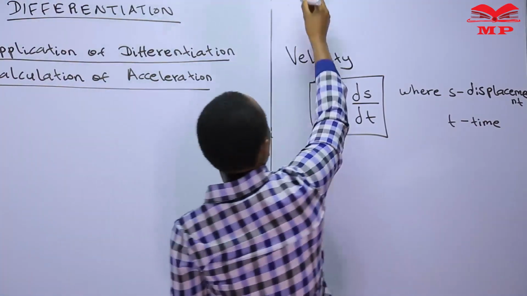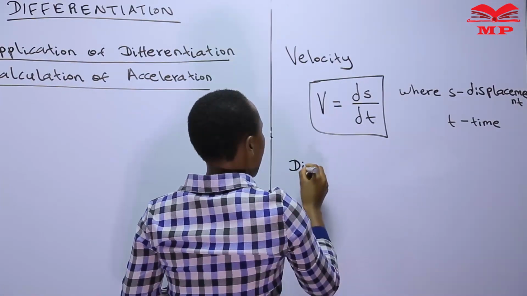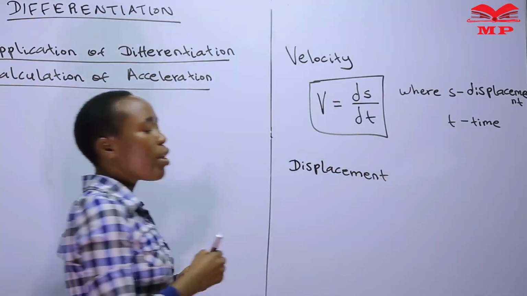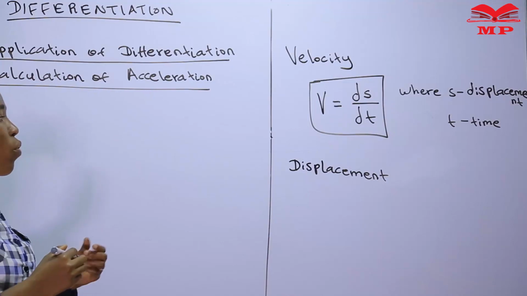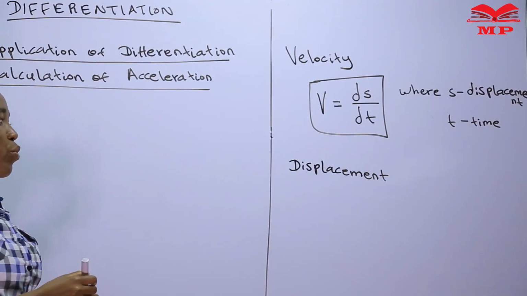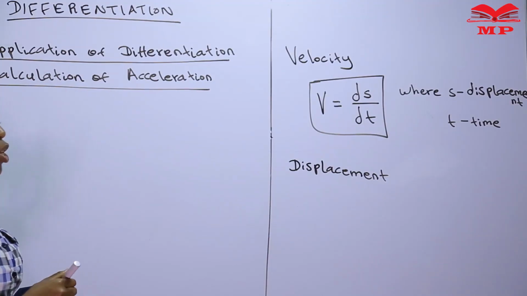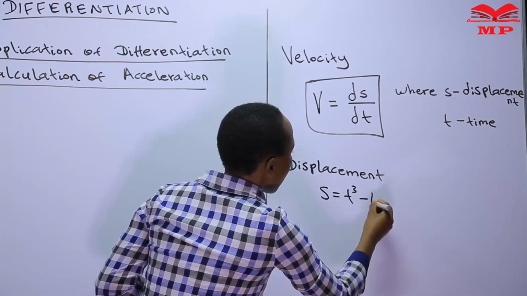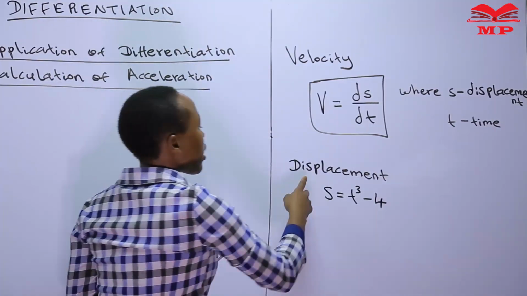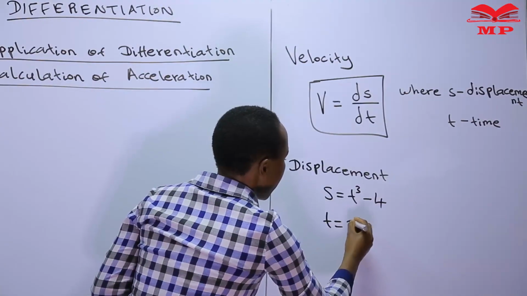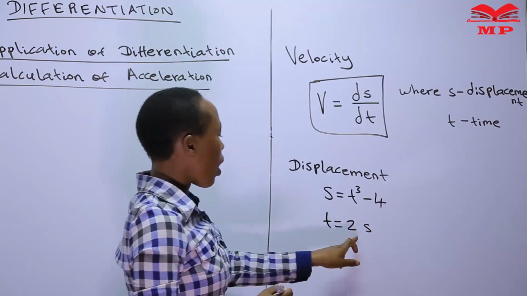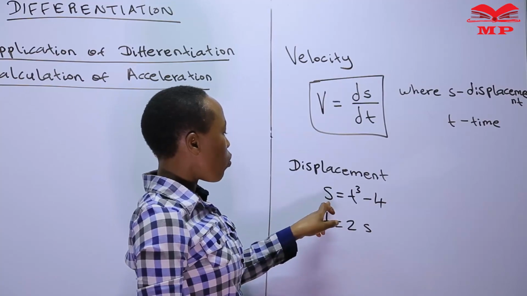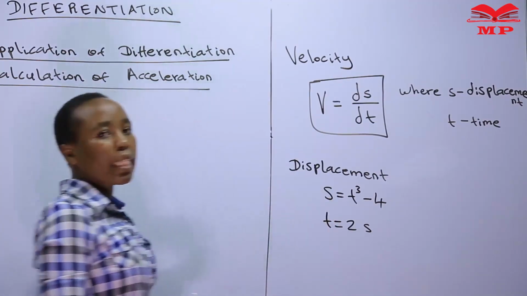Again, when you want to calculate the displacement at a certain point, you simply need to substitute the value of time when you have the equation for displacement. For example, when you have an equation like s is t cubed minus 4, and you are trying to find the displacement when t is equal to 2 seconds, you just substitute t with 2, and you are able to get the displacement s.